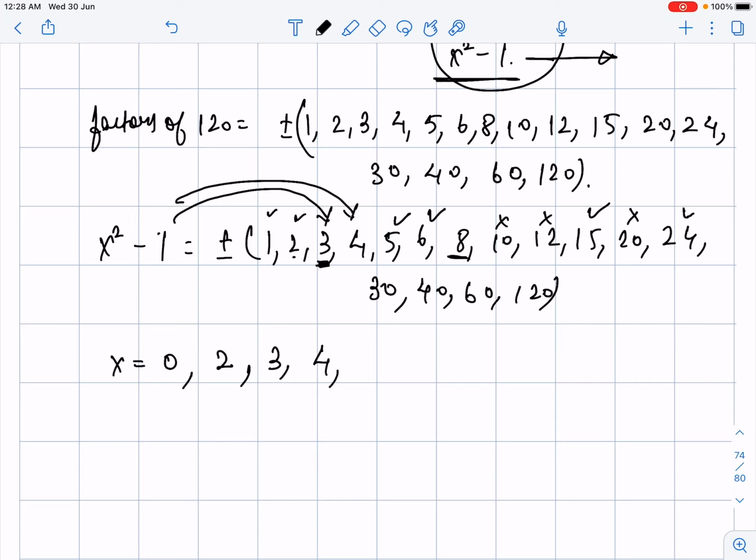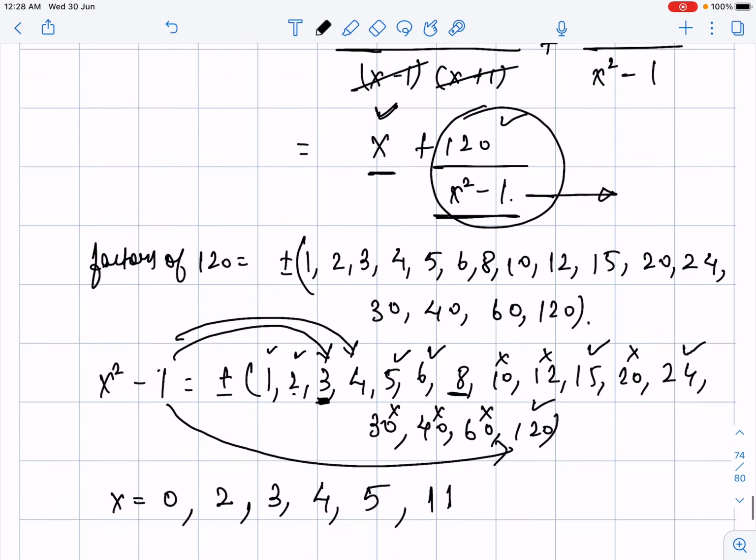This I cannot take, this one I can take. The value of x here will be 5. Then this one I cannot take, this one even I cannot take, this one also I cannot take, but this one I can take. Then the value of x will be 11.